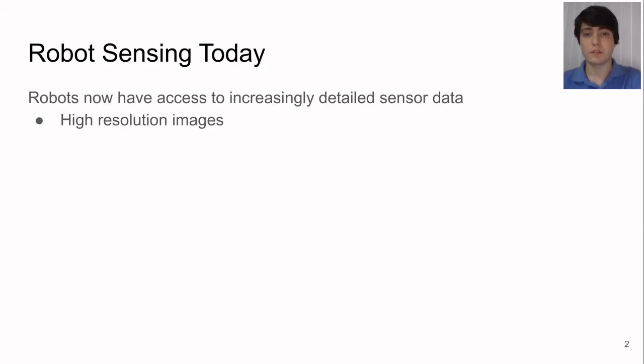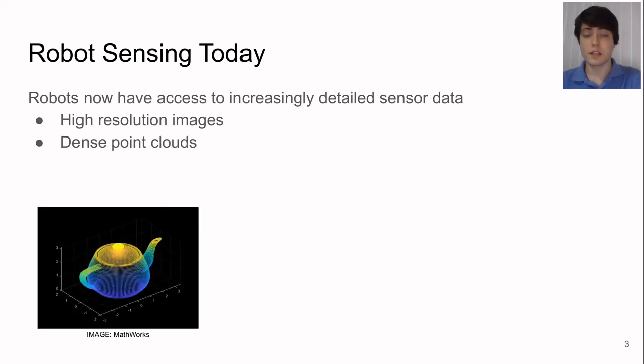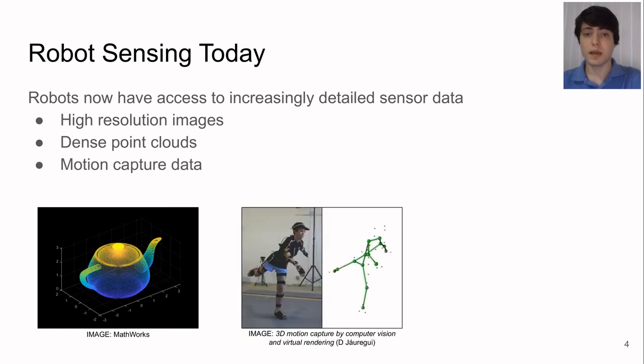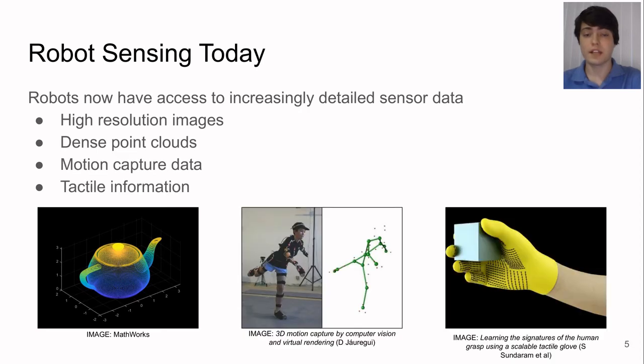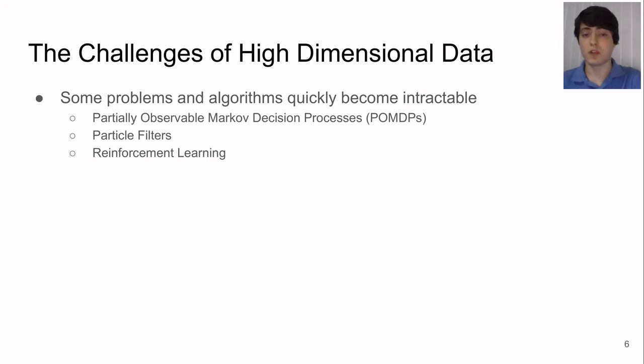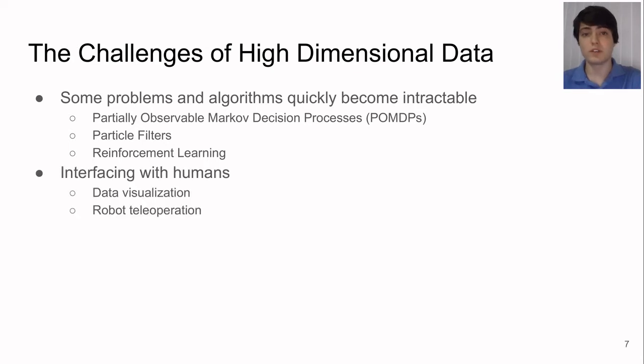I'll begin with some background. We now have access to increasingly detailed sensor data in the form of high-resolution images, dense point clouds, motion capture information, tactile sensing, among other modalities. But this data is often high-dimensional, and that can present some intrinsic challenges. For example, some algorithms or problems quickly become intractable, including POMDPs, particle filters, and reinforcement learning. It's more difficult for robots to interface with humans through data visualization or robot teleoperation.